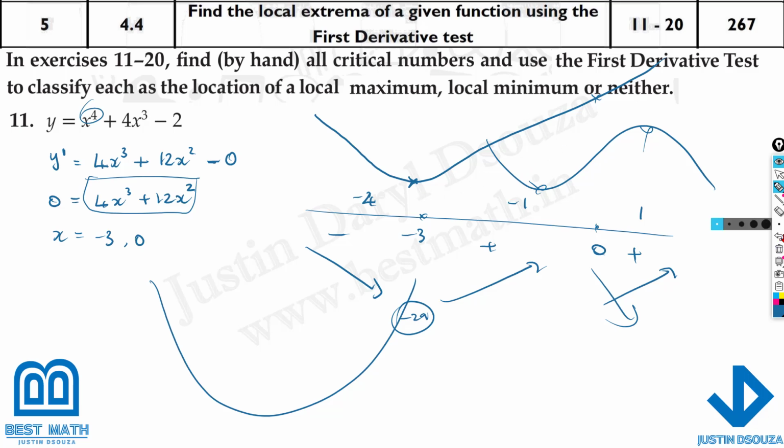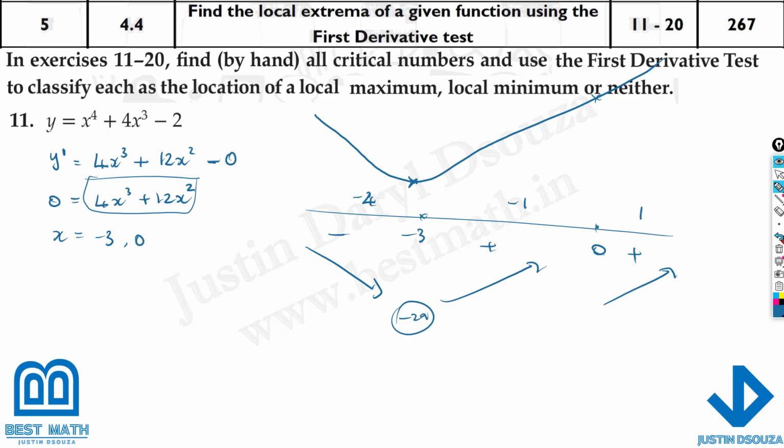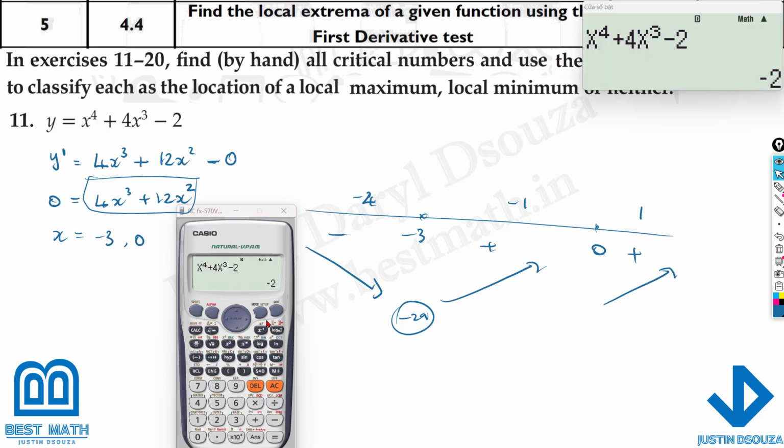So how can we figure this out in the calculator? We just have to graph this out. So let me take the calculator again and use mode 7. Here, mode 7 gives us this given equation, we don't derive or anything. So this is the best part in the calculator method. You just take the given equation, type it out, x to the power 4 plus 4x cubed, and then we have -2.